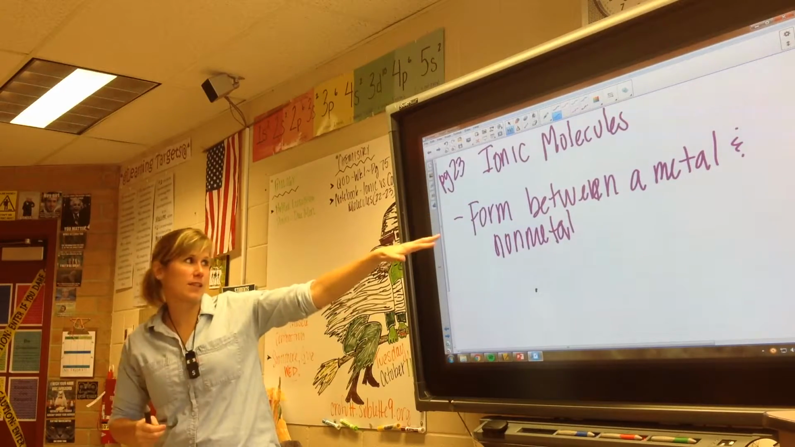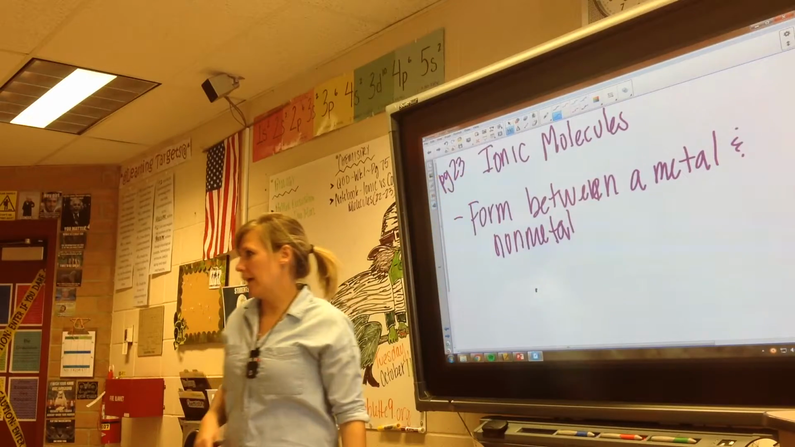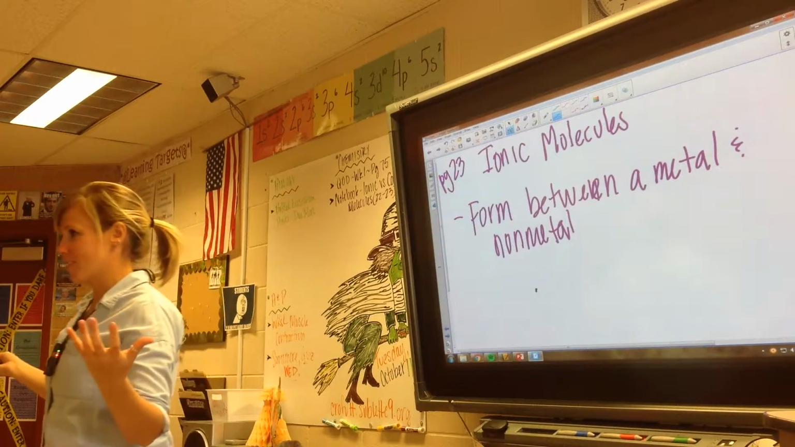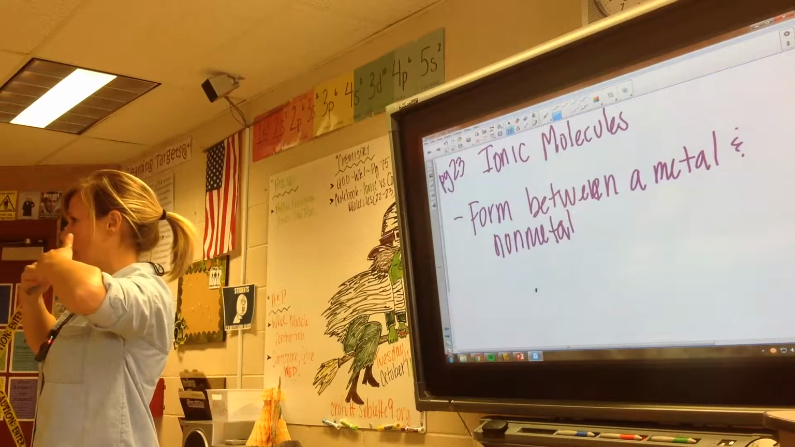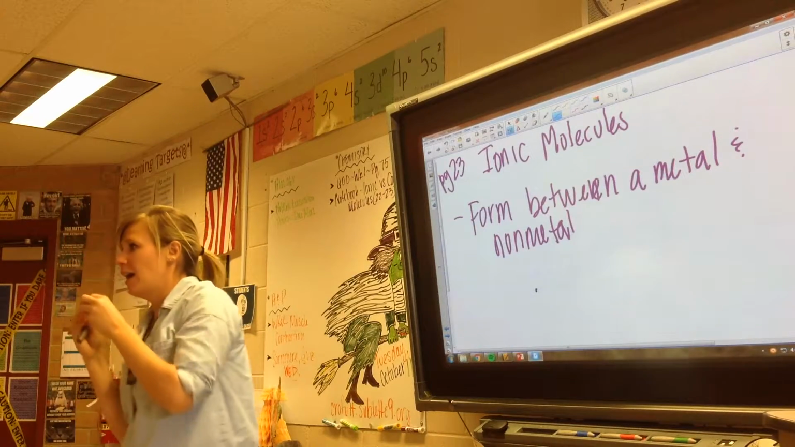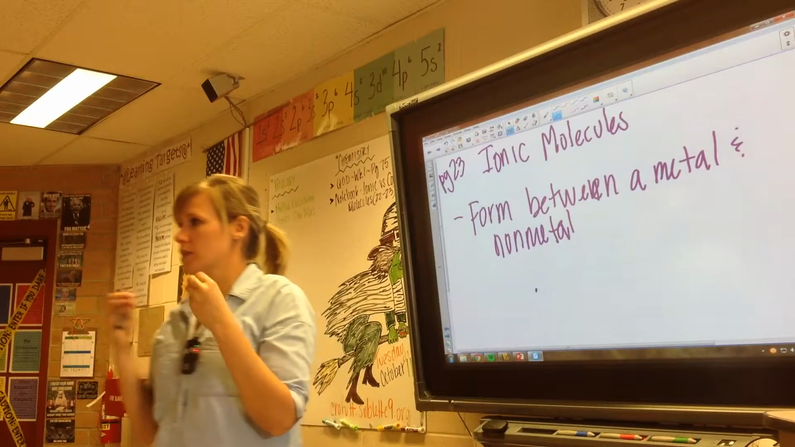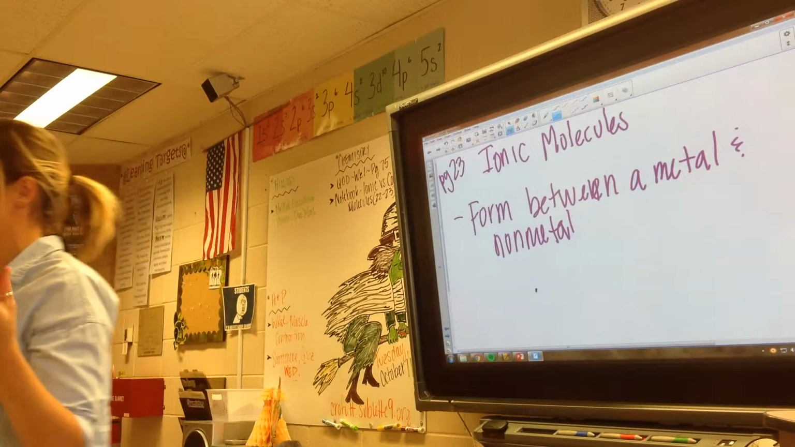So this is the whole essence of an ionic molecule. We form ions first. Then, if they're opposite charges, they're going to attract to each other like a magnet. That's going to be an ionic bond. So let's talk about this. Why do we use a metal and a non-metal then?